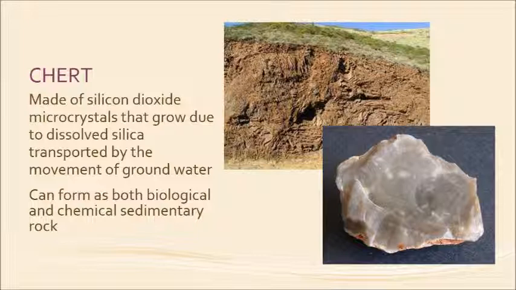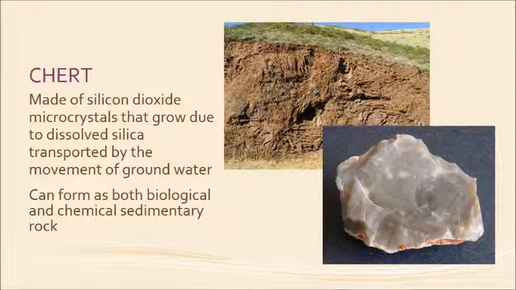Chert is a microcrystalline or cryptocrystalline sedimentary rock material composed of silicon dioxide. Chert breaks with a conchoidal fracture and can form when microcrystals of silicon dioxide grow within soft sediments that will become limestone or chalk. In these sediments, enormous numbers of silicon dioxide microcrystals grow as dissolved silica is transported to the formation site by the movement of groundwater.